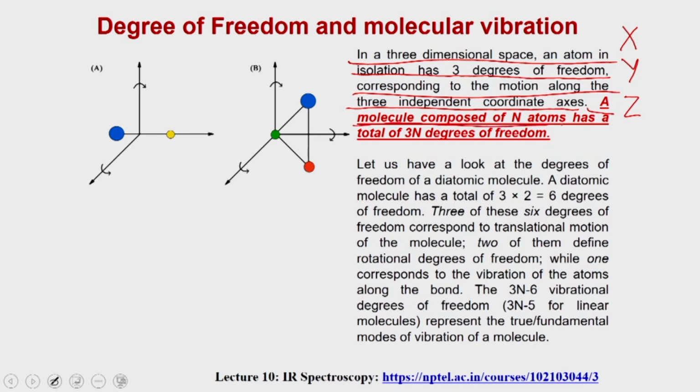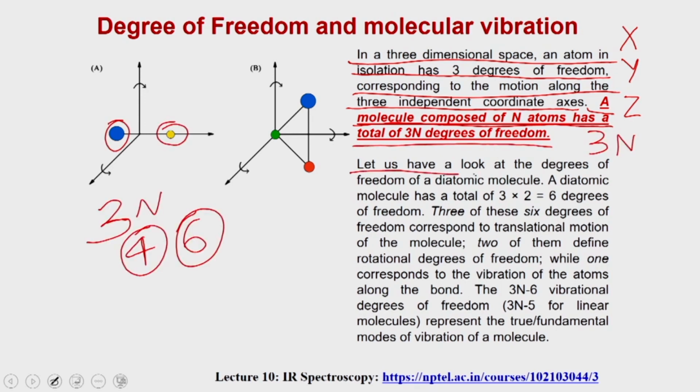If your molecule is composed of n atoms, then the number of degrees of freedom is equivalent to 3n. Let us take an example. Suppose you have a diatomic molecule such as in this case. How many degrees of freedom? You are going to have 3 into 2, which means 6 degrees of freedom.